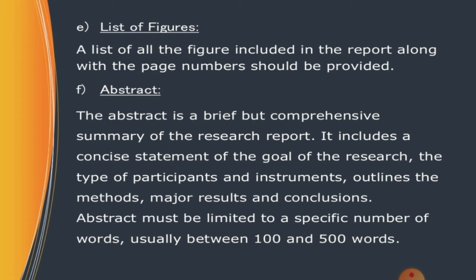Abstract. The abstract is the brief but comprehensive summary of the research report. What is an abstract? That is the brief but comprehensive summary of what? Of the research report. It includes a concise statement of the goal of the research, the type of the participant and instruments, outline the methods, major results and conclusions. Abstract must be limited to a specific number of words, usually between 100 to 500 words.